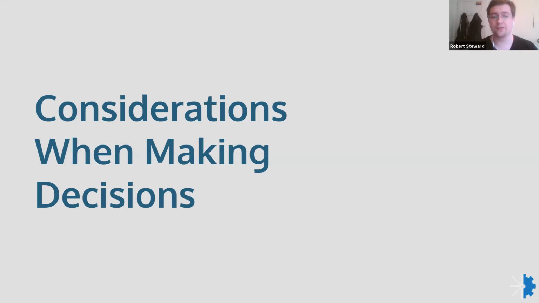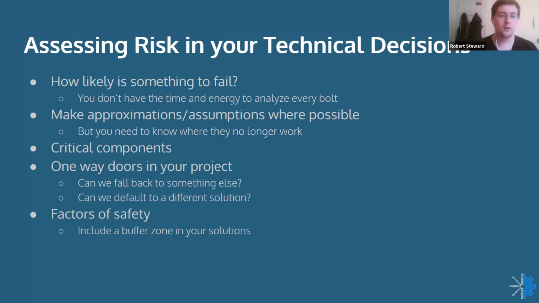But we're going to go over some considerations when making your decisions. So first, and probably one of the most important, is assessing risk within your technical decisions. So you really need to know how likely something is to fail. Obviously, failure of your system or your project is the worst thing that could happen, or one of the worst things that could happen when it comes to a project. And so avoiding failure is ideal.